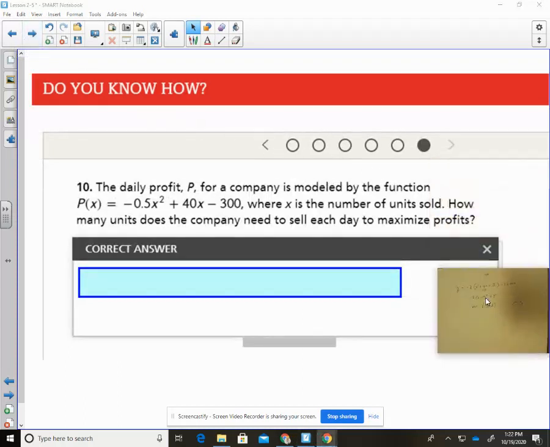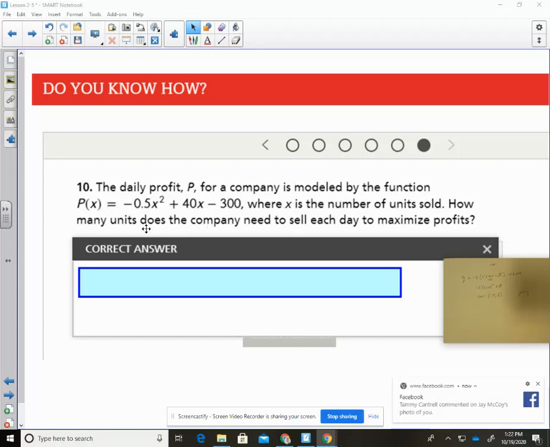All right, so here's one a little more complicated. It says the daily profit P for a company is modeled by the function and so forth, where x is the number of units. So how many units does the company need to sell to maximize profit? So where do you maximize profit? It's at the vertex. So again, we need to put it in vertex form.